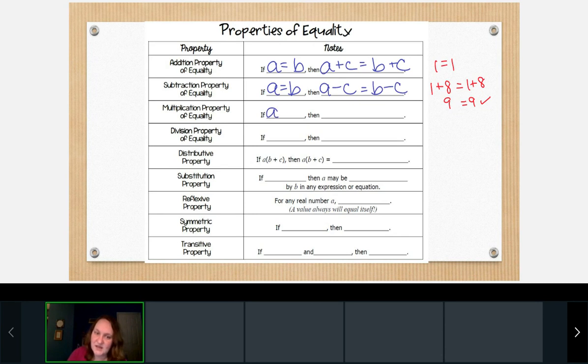Multiplication, same idea. You have an equation, but you can multiply both sides by the same number, and that equal sign is still valid. It is still an equal equation. You already know what I'm going to write for division, I bet. You can divide both sides by the same number, and it'll still be equal. The only thing with division, you have to have one little caveat over here. Whatever you're dividing by is not allowed to be 0, because you can't divide by 0.